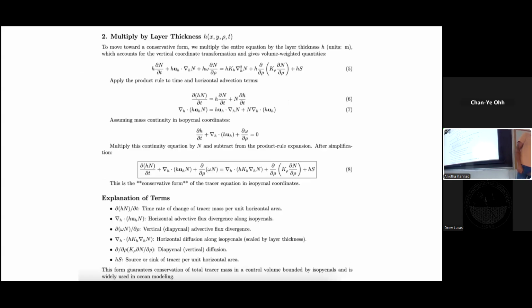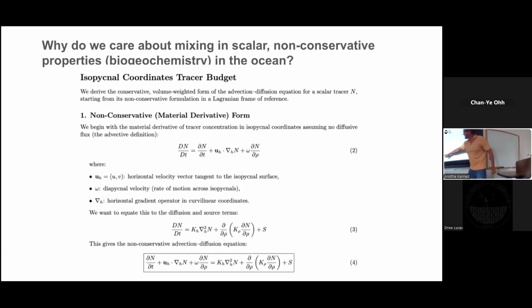I'm not going to go through that part, but I will go to the key, so here it is, all the way at the bottom. This is exactly the same advection diffusion equation that we just saw in Cartesian coordinates. Now it's relative to isopycnals. There are some new things we have to consider here, particularly this term. This omega is a diapycnal velocity. This diapycnal velocity is simply the material derivative of the density field in time. And that is a hard term to quantify.